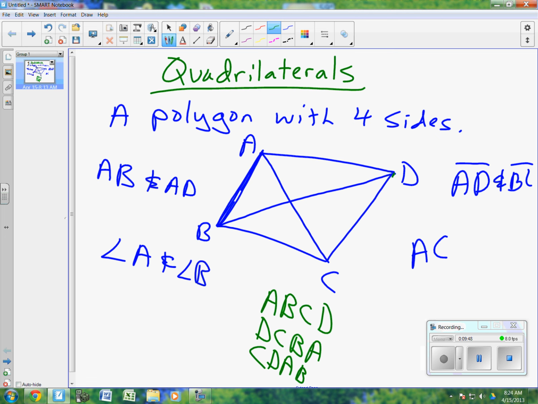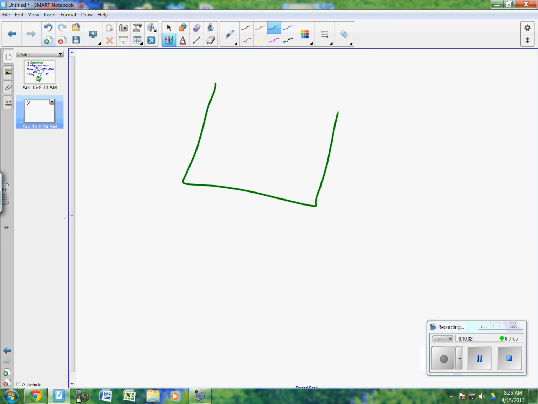True. Okay, B. The segments that make a quadrilateral intersect more than once. Well, I guess it depends on what it means. Let's say this one is EFGH. And it says the segments that make a quadrilateral intersect more than once. Like this segment right here intersects two other segments, doesn't it? G and F. So I would say that is true.